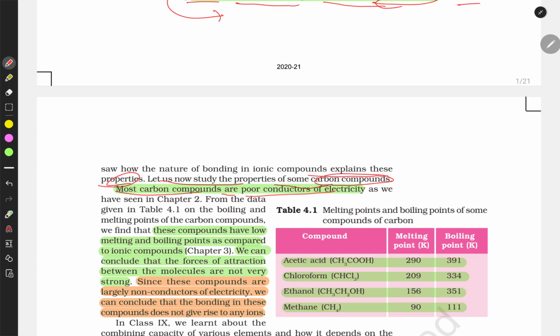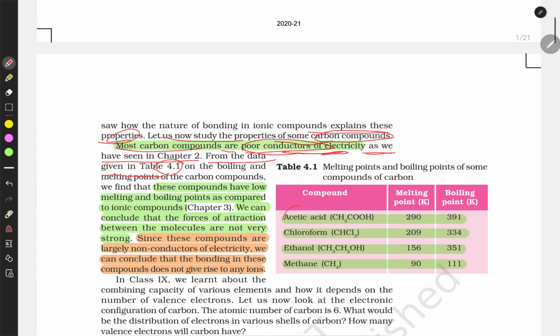Most carbon compounds are poor conductors of electricity, as we have seen in chapter 2 from the data table 4.1. The boiling and melting points of carbon compounds are very low.